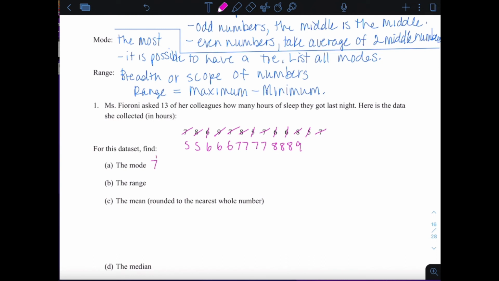The range would be the max minus the min, which is 9 minus 5. So the range is 4. Okay, so it's like how much it fans out.